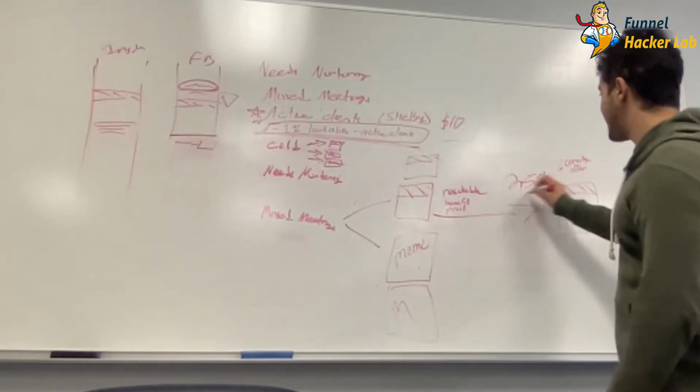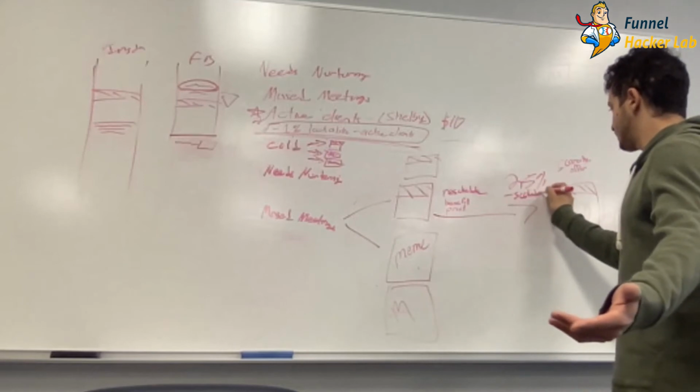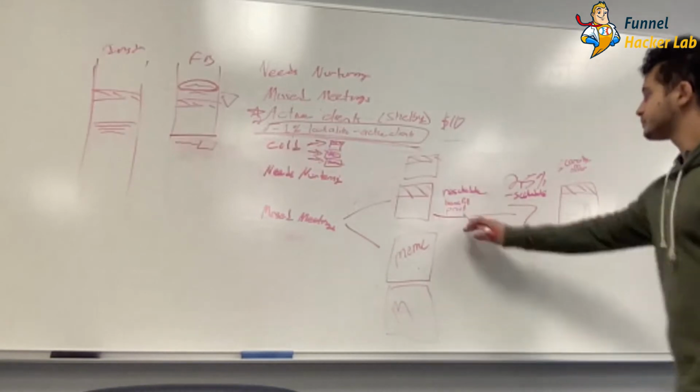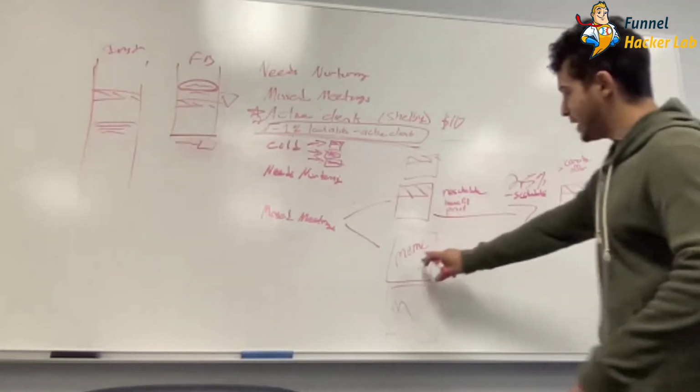Okay, so you can do this 25% minus, once again, minus schedules, or excluding schedules is what it is. And yeah, so does that make sense? Okay.